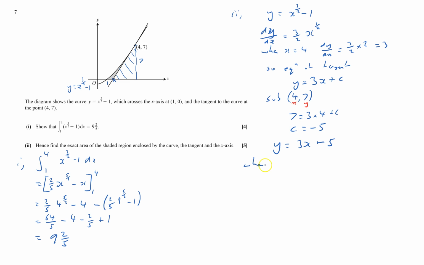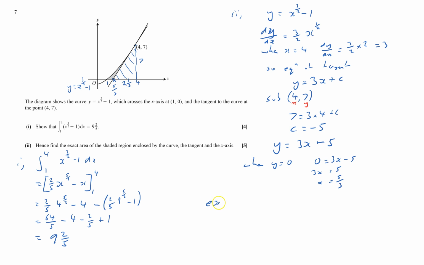And so when y equals 0, we get 0 equals 3x minus 5, 3x equals 5, so x equals 5 over 3, which is 1 and 2/3. And I've got to get all the way up to 4, so this gap here would be, take a third to take up to 2, that would be 2 and 1/3, the gap there. So now I can do it.